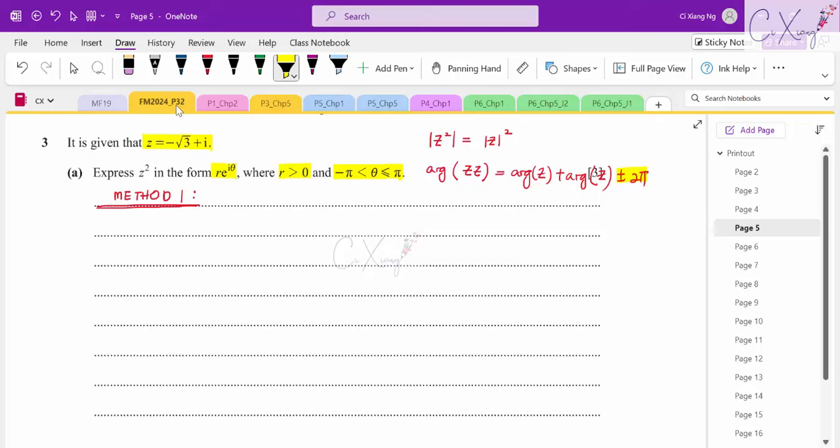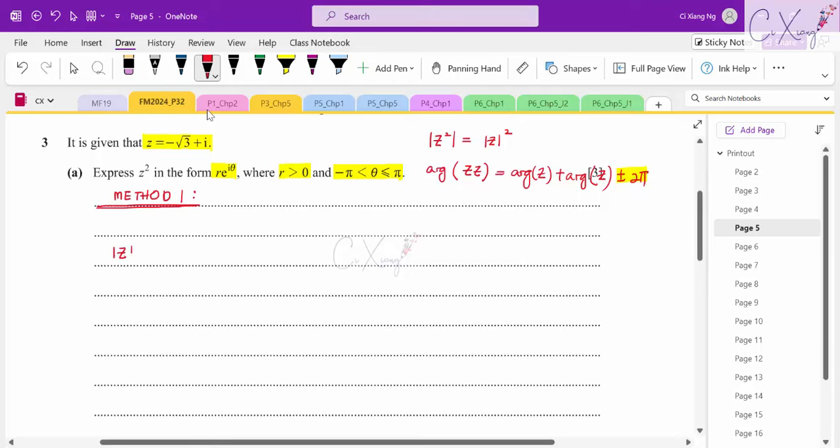First of all, I try to find the modulus of z. What's the modulus of z? It will be equal to the square root of a squared plus b squared. My a is -√3, squared, plus b squared, which is 1 squared. Then you have the square root of 4. From here you know that modulus z equals 2. The length for this particular complex number is 2.